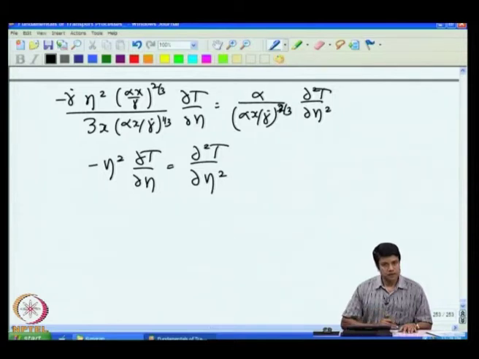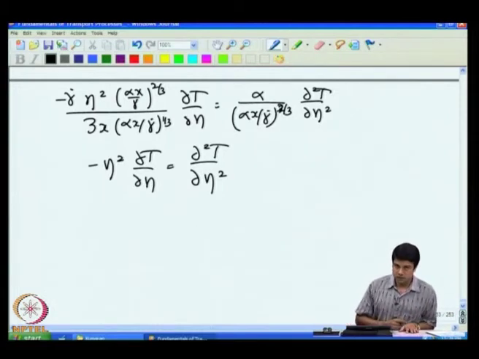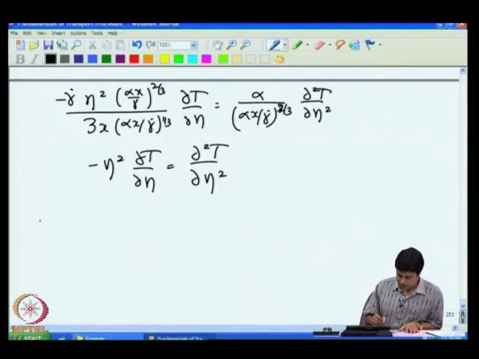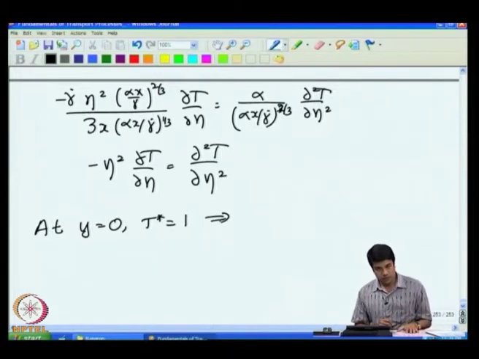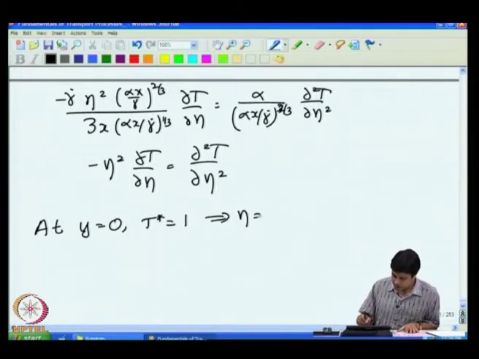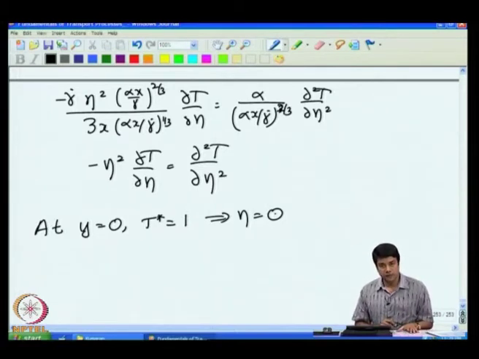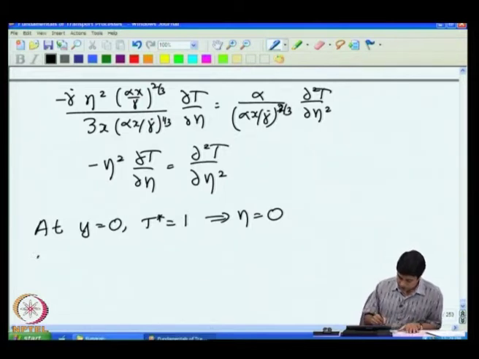So, now we have equations in terms of the similarity variable eta. We have to reformulate our boundary conditions as well in terms of the similarity variable eta. The original boundary conditions: at y is equal to 0, T star is equal to 1. T star is equal to 1 at y is equal to 0 implies that eta is equal to 0, because eta is equal to y by alpha x by gamma dot x by alpha power 1/3. As y goes to infinity, T star is equal to 0.